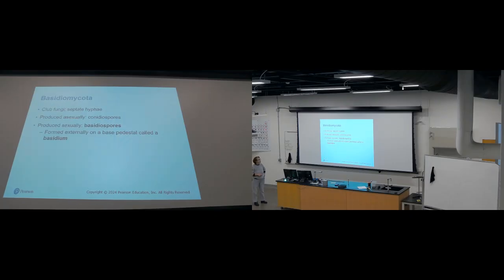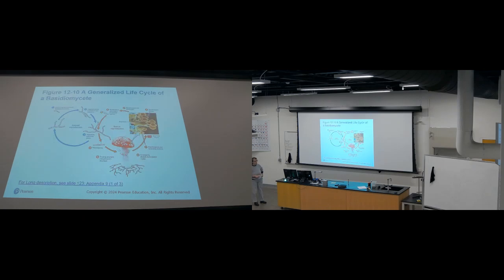Basidiomycota, it's a club-type fungi. It has septate hyphae, and then it can reproduce sexually or asexually. It has conidiospores for asexual reproduction and basidiospores for sexual reproduction. They are formed in a pedestal that is called basidium. Base, it is kind of a name for a pedestal.